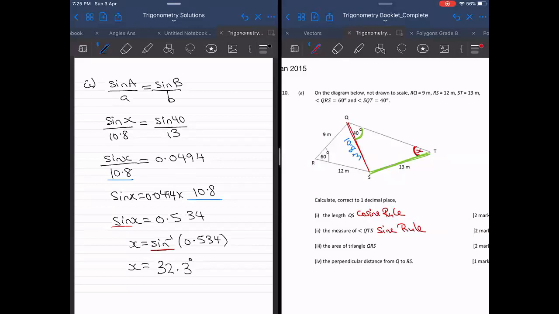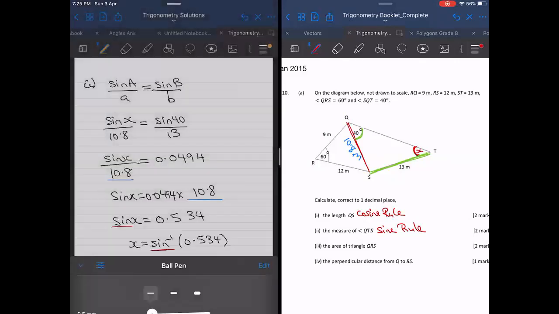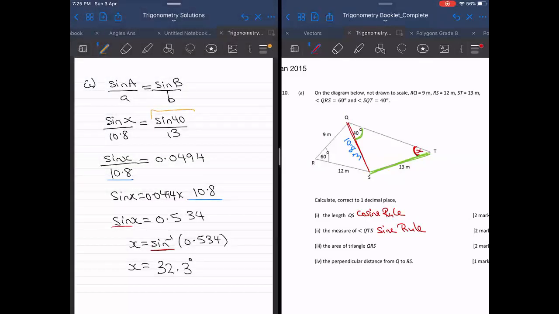So again, guys, the sine of the angle over the side, sine of the angle over the side. If you guys are not getting the same thing, your calculator could be in the wrong mode. You want to figure that out before the exam, not the day of the exam. So when I did sine 40 divided by 13, I got 0.0494.